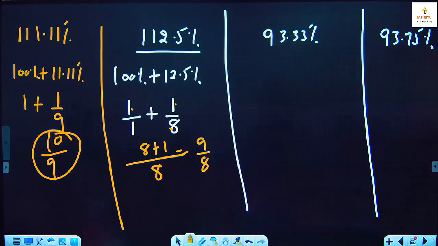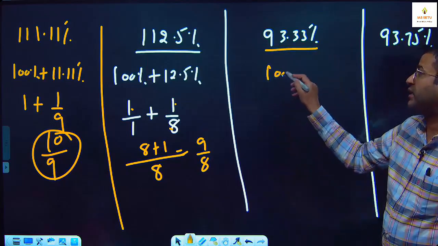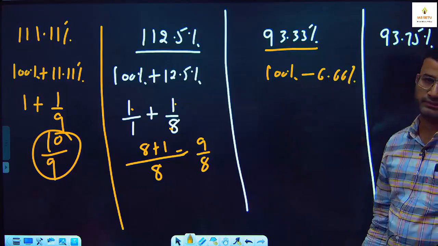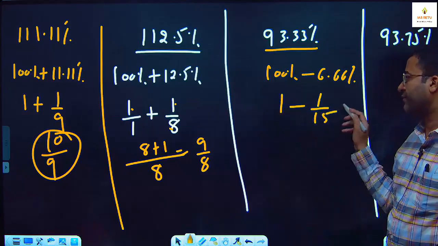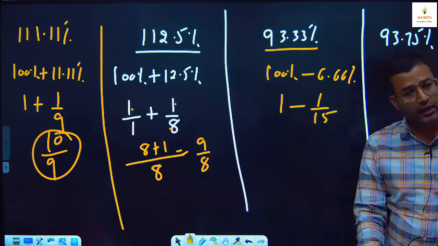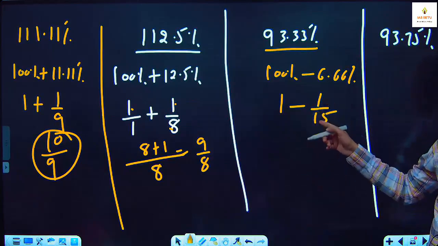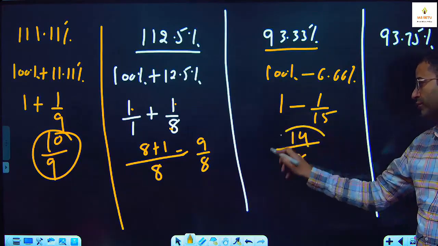हाँ मैं बताता हूँ उस पॉइंट पे भी आप. 93.33%, it is 100% minus 6.66%. It is 1 minus 1 by 15. Take 100% minus. What is 1 minus 1 by 15? 15 minus 1, 14 upon 15.